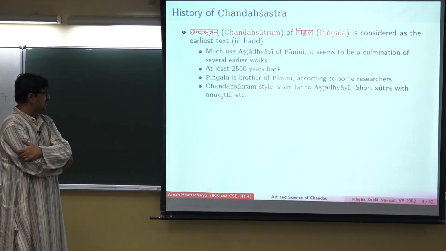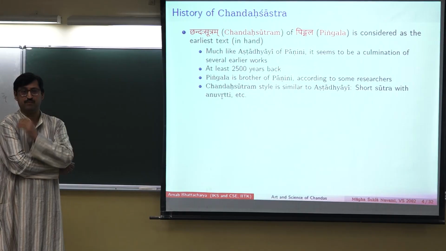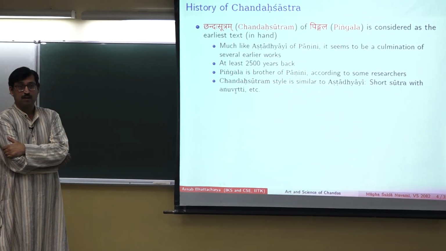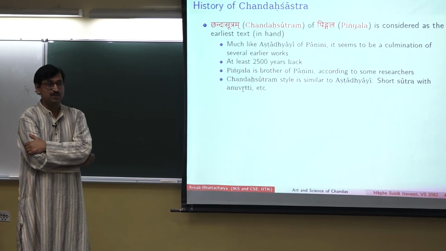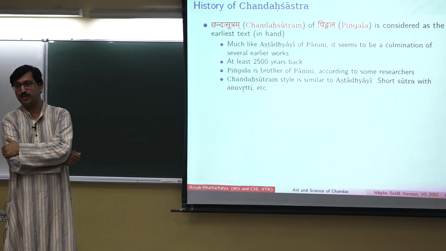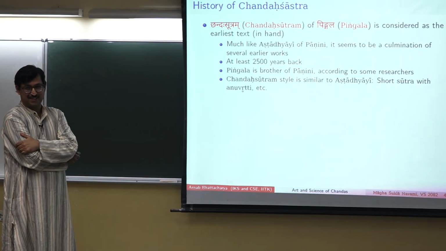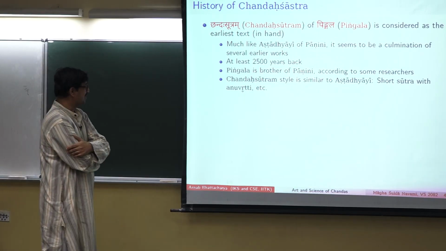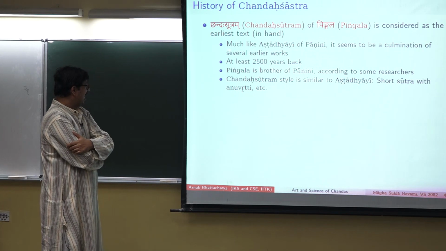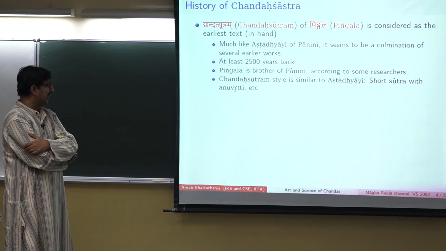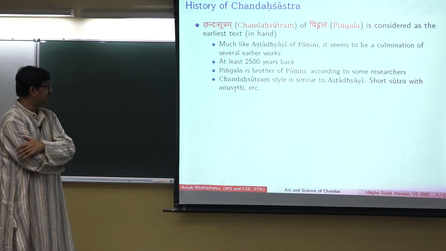Apparently the earliest text we have, though maybe there were texts earlier than that, is the Chanda Sutram of Pingala. And now you realize why our automation system is called Pingala. This is the beginning of the binary system and other things. Much like the Ashtadhyayi, it seems to be a culmination of earlier work. It is at least 2500 years old.